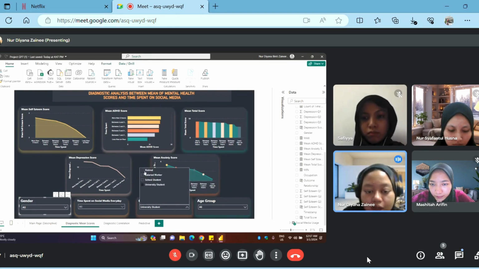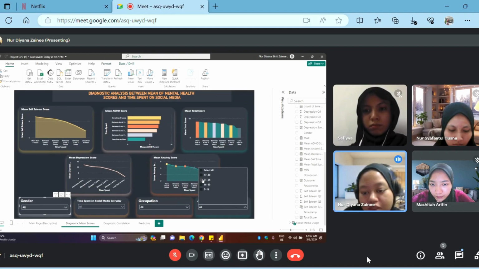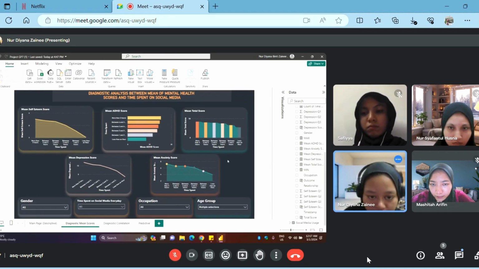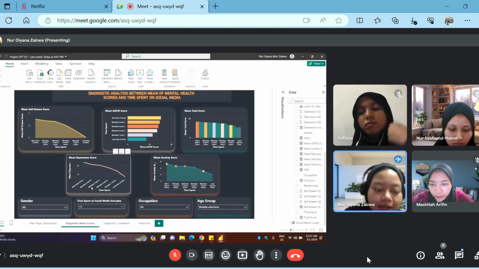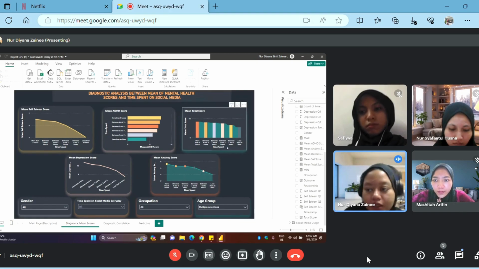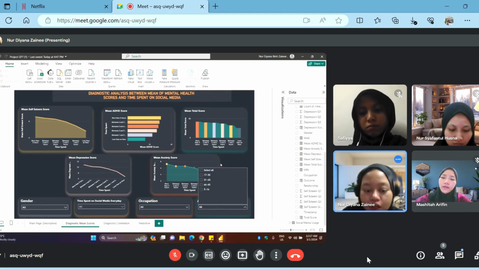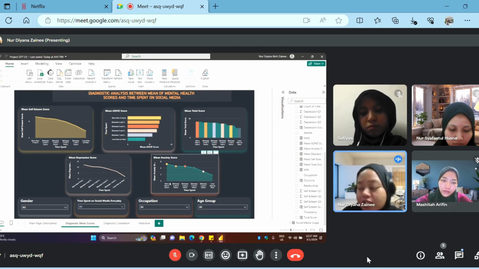If I want to filter it by age group, for example, I choose 31 to 45 years old. Okay, we can see also that the graph is increasing between the time spent and the mean of the mental health. So this is for the diagnosis. So we can conclude that the mental health score depends on the time spent on social media and not on gender, occupation, or age group.